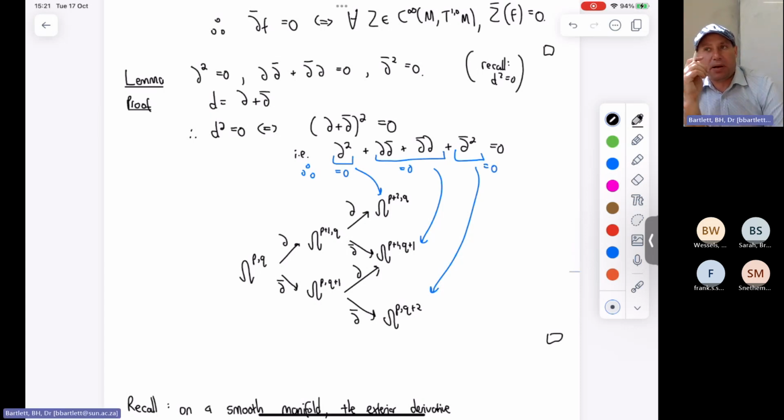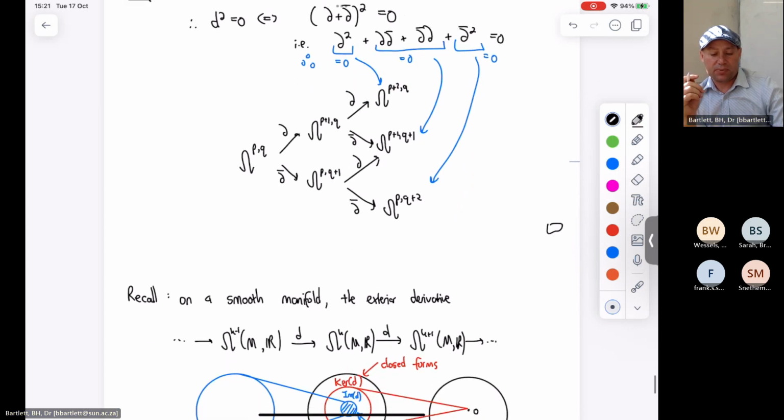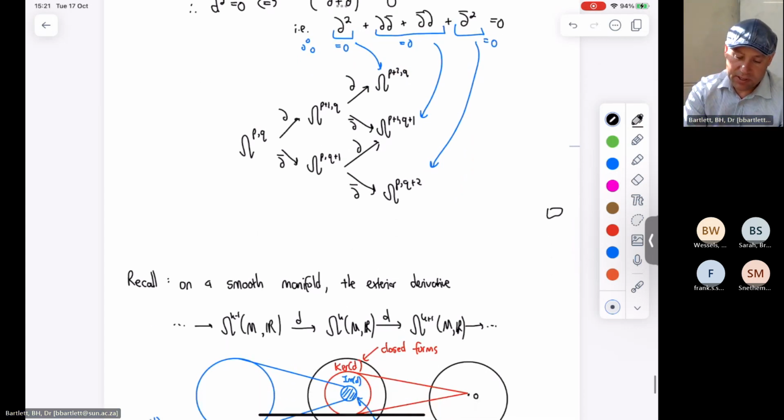Now let's talk a little bit about cohomology. So recall that on a smooth manifold, the exterior derivative map, right? What does it do?